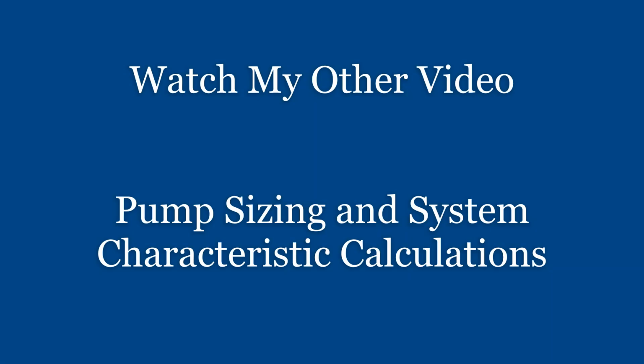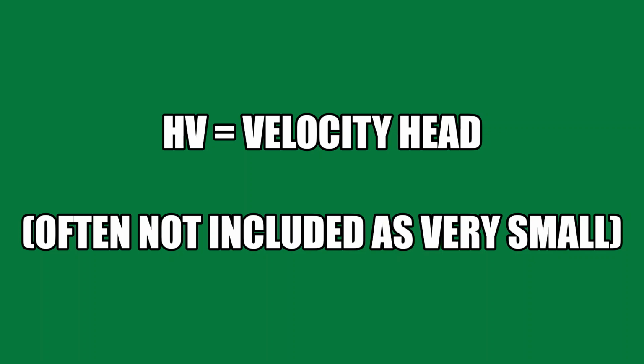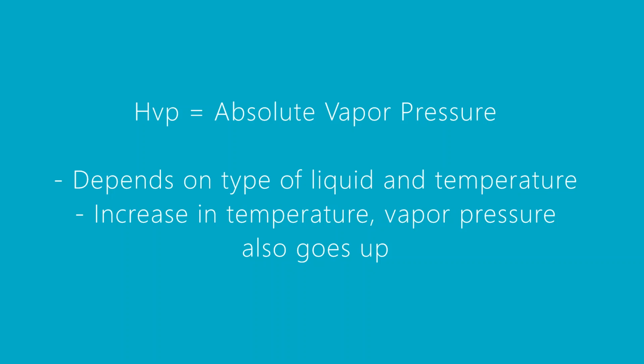If you want to learn more on the Hf and Hm, please watch my other video, Pump Sizing and System Characteristic Calculations, to teach you how to determine the Hf and Hm. Hv is the velocity head at the pump suction port. However, the velocity head is often not included as it's normally quite small. Hvp is the absolute vapor pressure of the liquid at the pumping temperature. This vapor pressure must be subtracted in the end to make sure that the inlet pressure stays above the vapor pressure. Please note that, with an increase in temperature, vapor pressure also goes up.